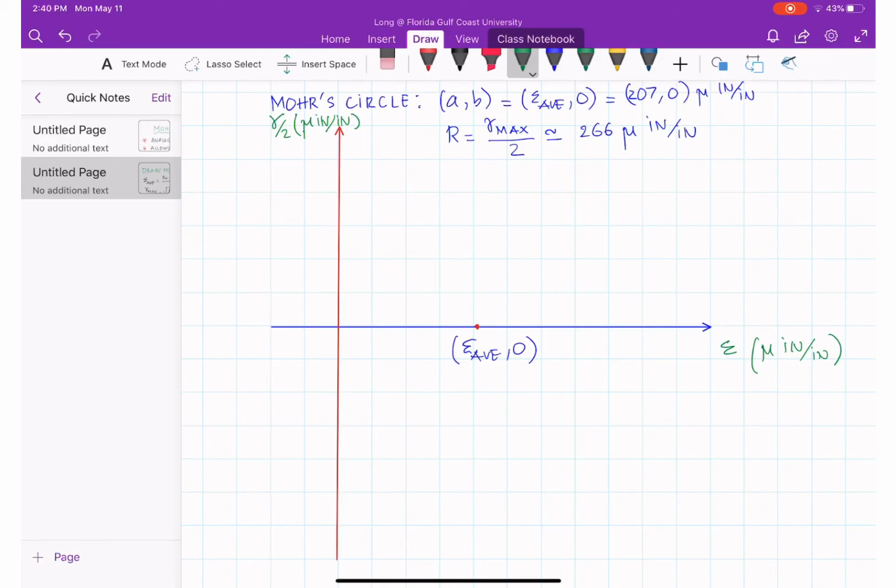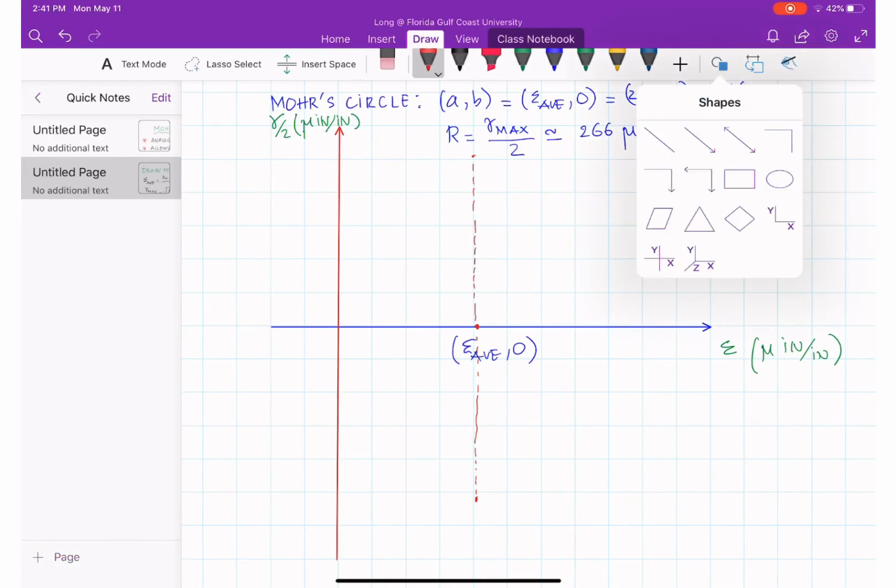And from that we can determine the radius is 266. So it is around here for the gamma max over 2, and go down vertically. Go down 1, 2, 3, 4, 5. So down here, that is gamma max over 2.